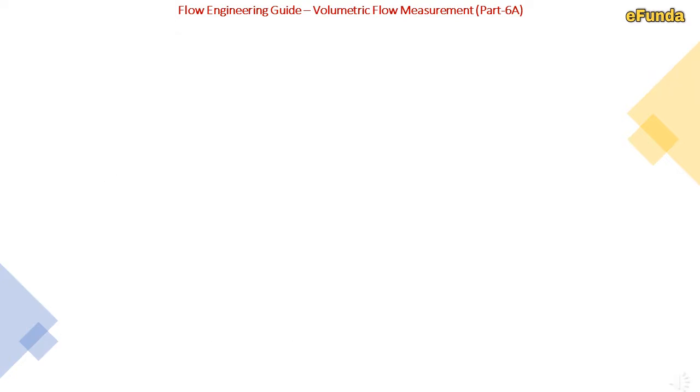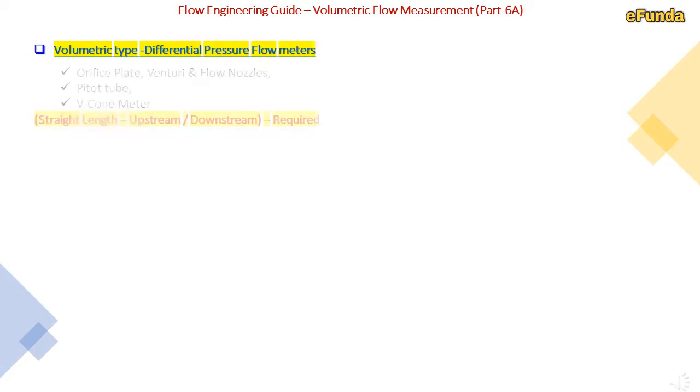Now we are moving on to volumetric type differential pressure flow meters. We are going to see various instrument types used for this type of measurement: primarily orifice plate, venturi meter, flow nozzles, pitot tube, V-cone meter. These are the most common devices used for such measurement. Most critical in such measurement is the straight length requirement, that is, upstream and downstream length is required.